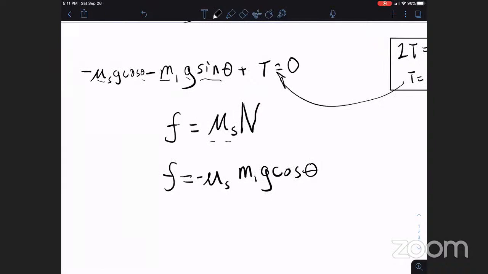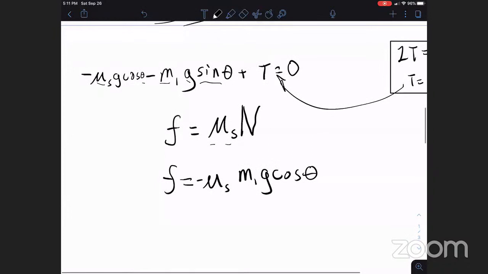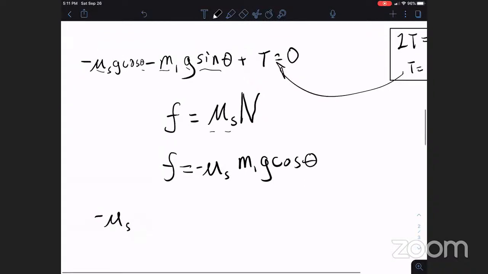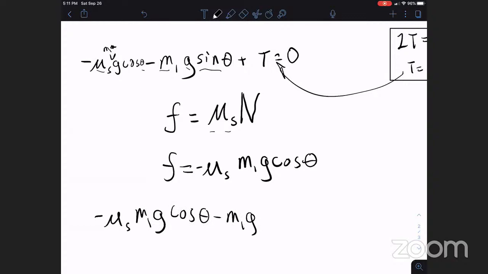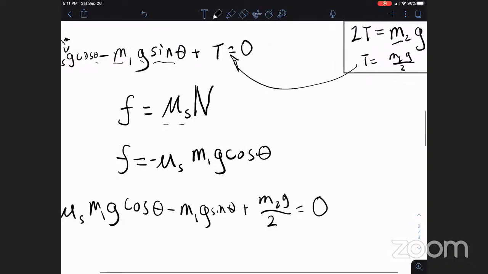And we know that this is also equal to 0, by the way. So now what we're going to do is plug that in. So we have negative mu s m1 g cosine theta minus m1 g sine theta plus m2 g over 2 is equal to 0. And this is equal to 0.